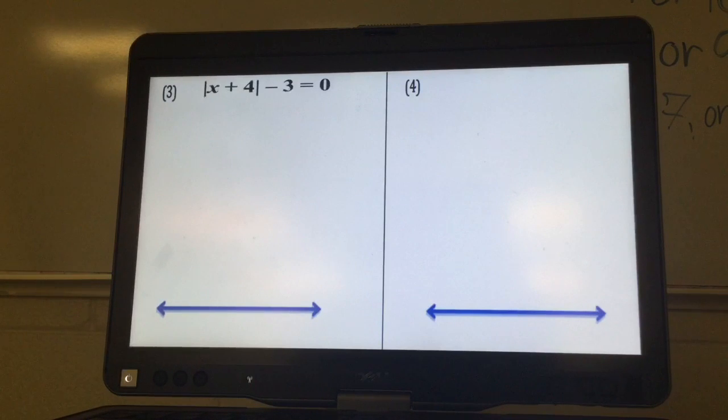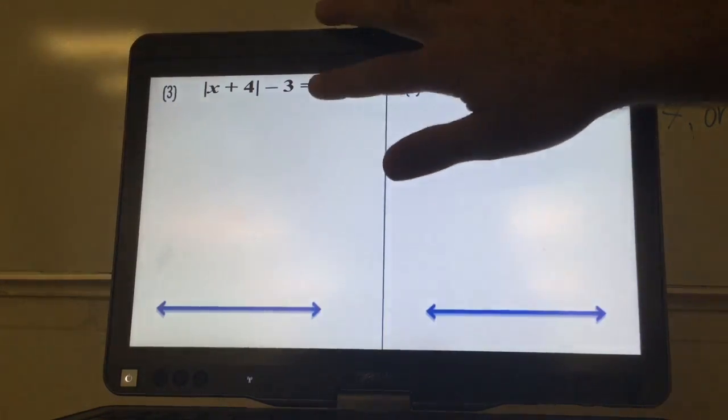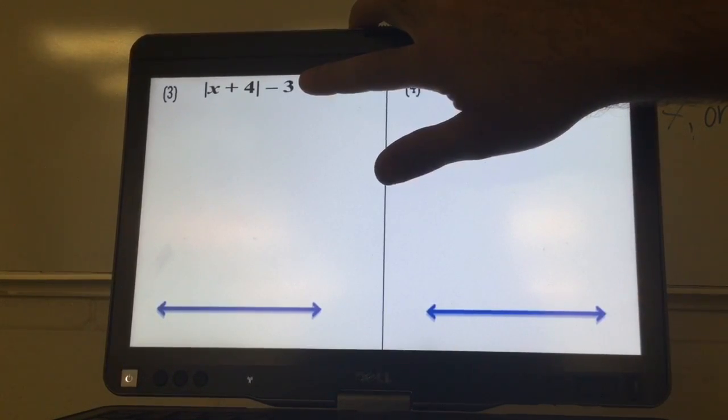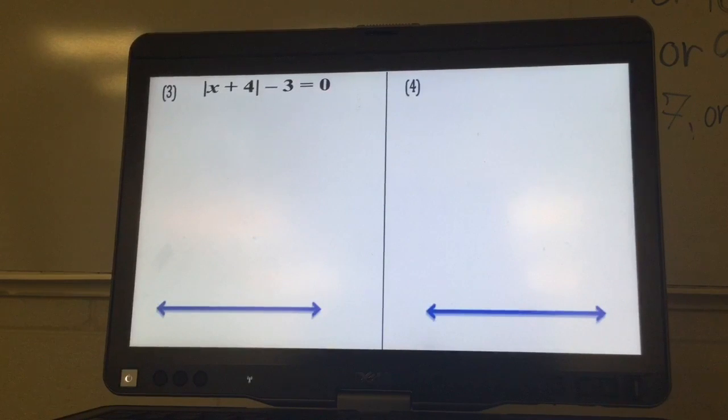All right, for number 3, we have the absolute value of x plus 4 minus 3 equals 0. Now, in this one, if I cover up equals 0, you can see that the absolute value is not isolated because you have a minus 3 outside of it. So what we need to do is get rid of that minus 3. The way we're going to do that is add 3 to both sides so that they can cancel. Now this winds up turning into a problem that looks like number 1. We have the absolute value of x plus 4 is equal to 3. So I want you to try to finish this one on your own, and do exactly what we did in number 2 from this point.